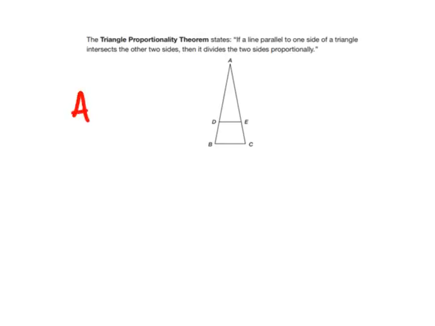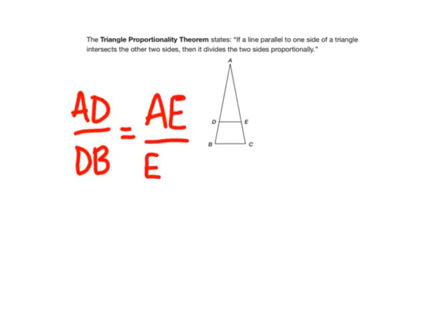We can say that AD over DB is going to be proportional to AE over EC. Now we're talking about this section over this section is proportional to this section over this section.